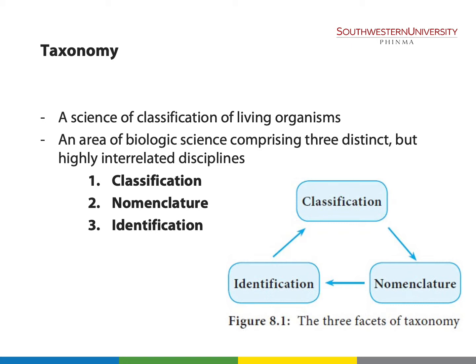While nomenclature is the assignment of names to various taxa according to international rules and guidelines. And lastly, identification is the process of determining whether an isolate belongs to one of the established named taxa or represents a previously unidentified species. So primarily we'll discuss how to identify microorganisms, particularly bacteria.